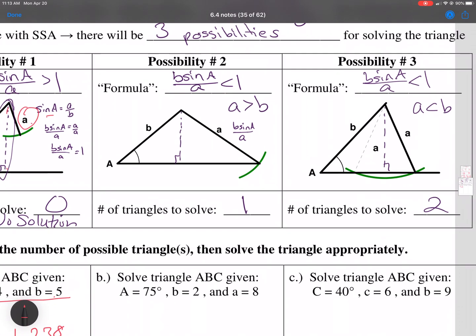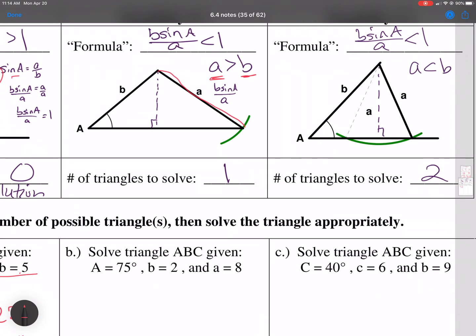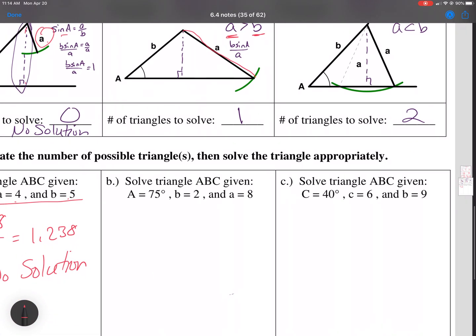Now, when b sine of A over a is less than 1, but little a is greater than little b, there is going to be one solution, because this side length is so long, it only creates one triangle. All right, so we'll do the same. We have an angle A, side a, and a b. So we'll do 2 sine of 75 over 8.